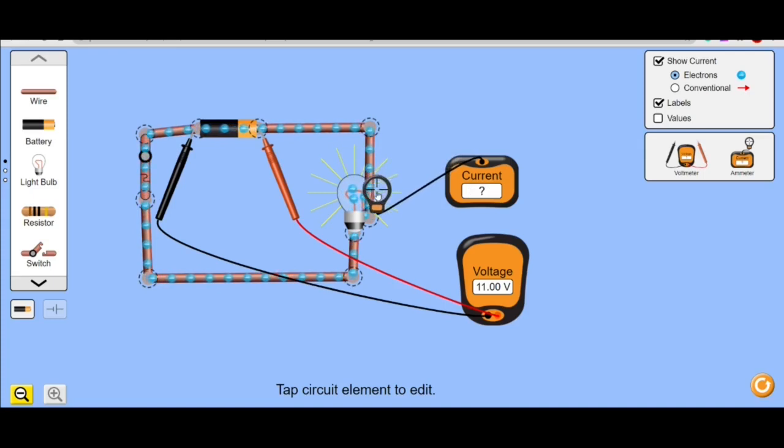Let's check the current at all the points. Here 0.25 only, 0.25, 0.25, 0.25. As this is a series circuit, the current at all the parts of the circuit will always be the same.